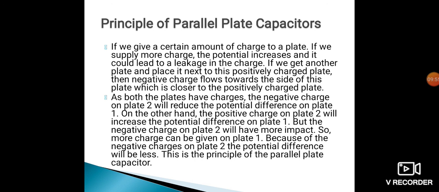So because of this attraction, the ions on plate number 1 will get reduced. So plate number 2 will reduce the potential difference on plate number 1, whereas plate number 1 increases the potential difference on plate number 2. So this was the working of a parallel plate capacitor.